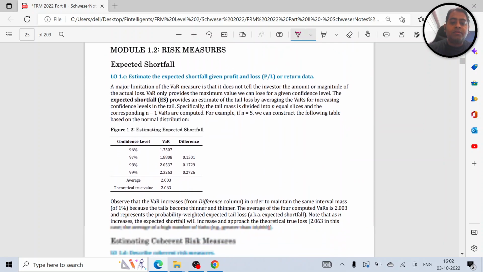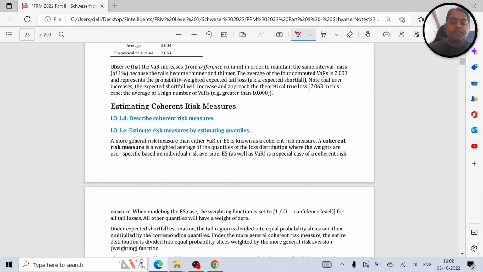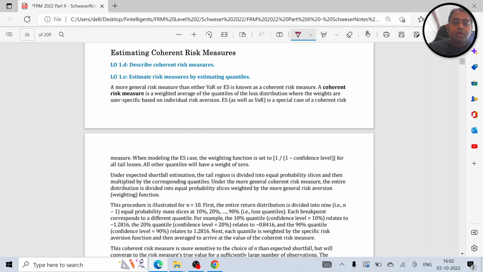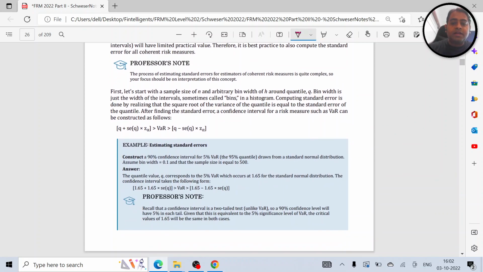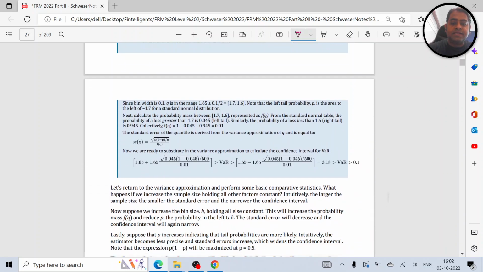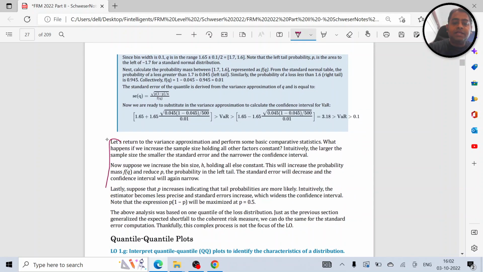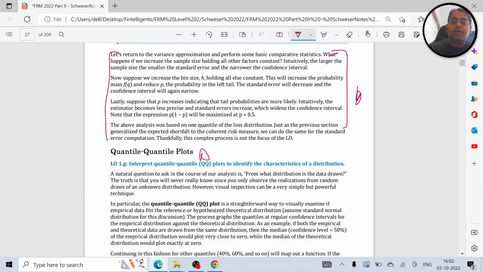As you move ahead, expected shortfall, coherent risk measure. This first paragraph is important. This standard error part is not heavily tested as such, so I'm not highlighting it, but this section which is connected to the formula, the basic understanding, is important. And the QQ plot is double star.